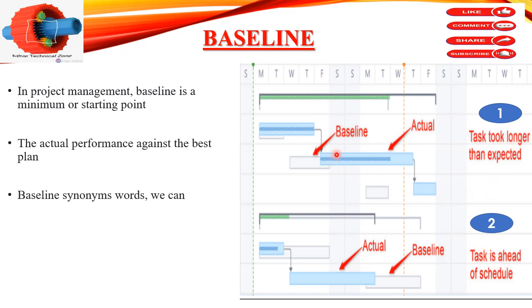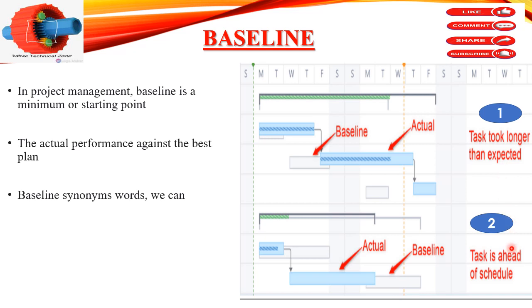In the first case, as you can see here, the actual is later than the baseline, meaning the actual task is commencing later than the baseline. So in this case we can say the task took longer than expected. What is expected? Expected means our baseline plan. So in this case we will say our schedule is behind the baseline plan.